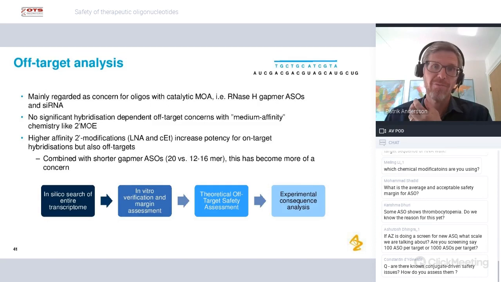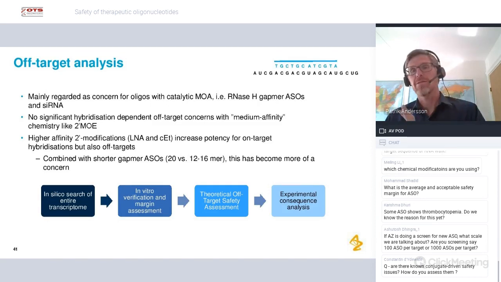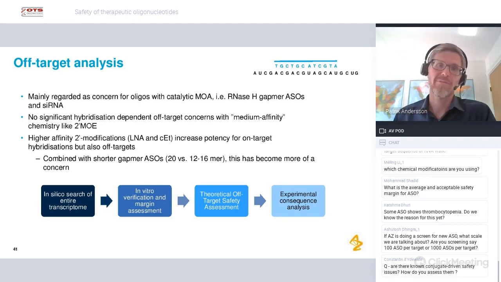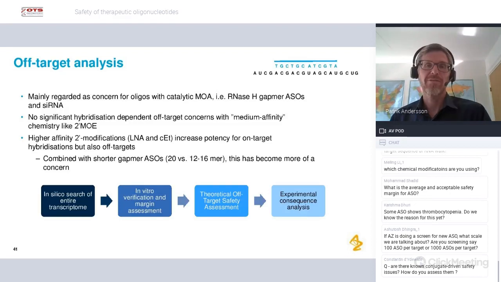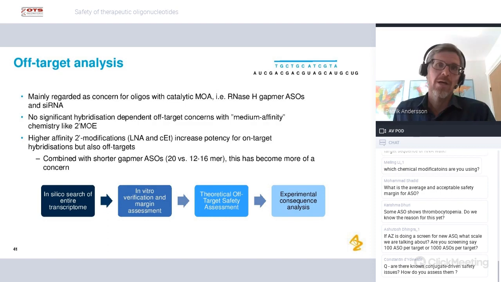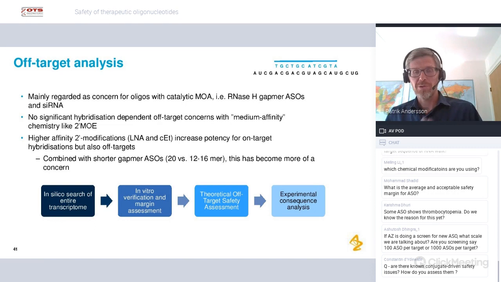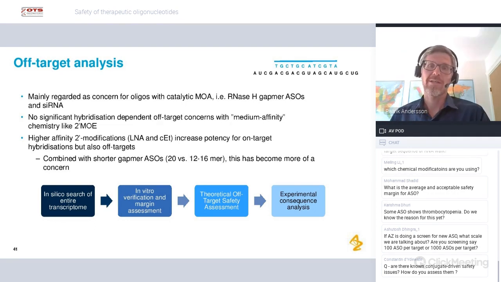For the single-strand ASOs, for a long time this was more like a box-ticking exercise with the medium affinity chemistry, like the MOE chemistry. But with the LNA and cEt higher affinity chemistry, this has become a bit more of a challenge. This may partly be that, as I mentioned before, the optimal length of these more high affinity ASOs is more like 12 to 16 nucleotides long rather than 20.